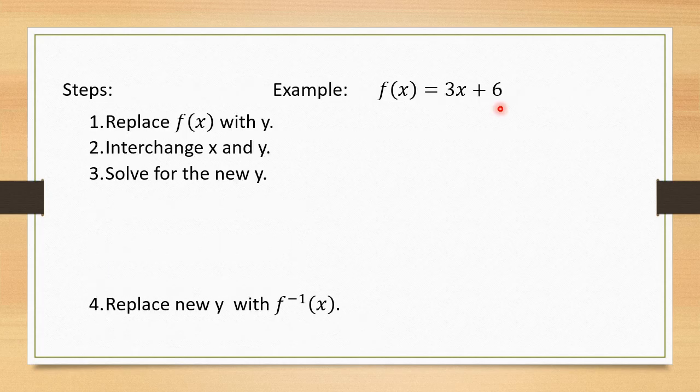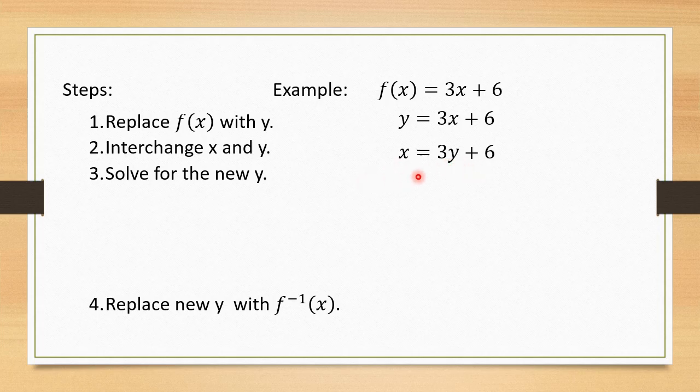Let's have this example. f of x is equal to 3x plus 6. So let's find the inverse of this function. Okay, first step, replace f of x with y. We now have y is equal to 3x plus 6. And then after that, interchange x and y. So pagpapalitin lang natin ng pwesto yung variables x and y natin. We now have x is equal to 3y plus 6.